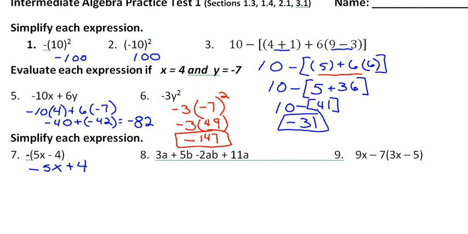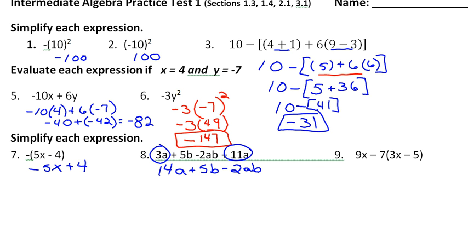Okay. On number 8, here we are looking for like terms. The 3a and the 11a are like terms. Same variable and exponents match up exactly, so we can add those together. 3a plus 11a is 14a. The 5b and minus 2ab don't match up exactly with anything, so it's plus 5b and minus 2ab at the end of the problem. So that's all you can do for number 8.